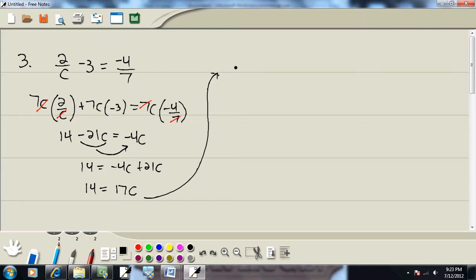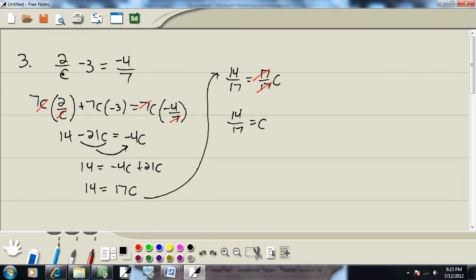Then our fourth step, divide both sides by the number in front of our c. So we'll divide both sides by 17. And when we do that, those 17's are going to disappear. And our answer is 14/17.